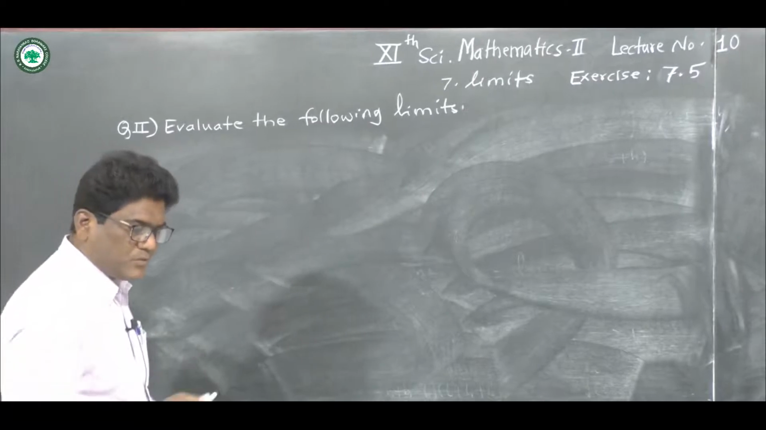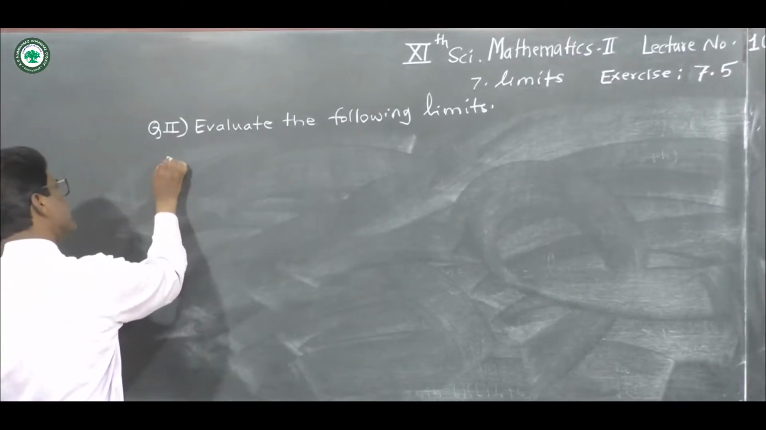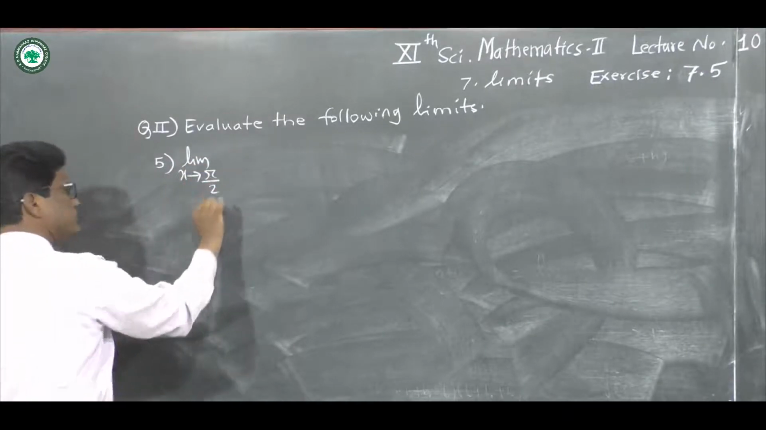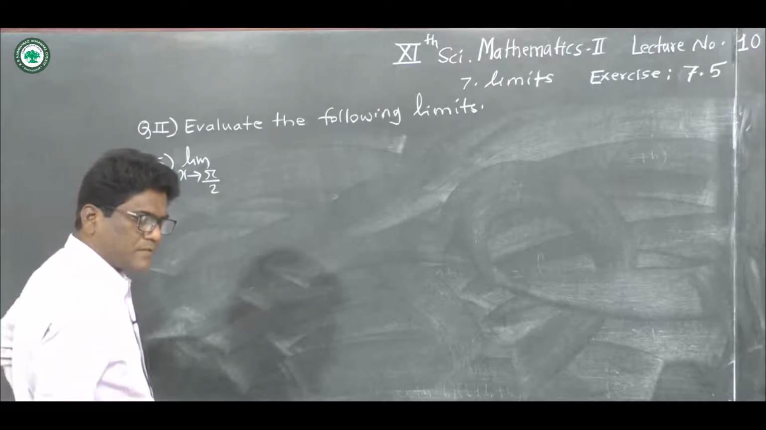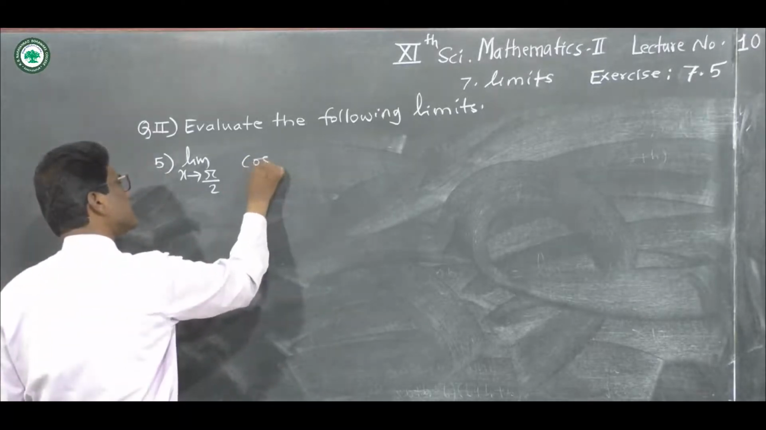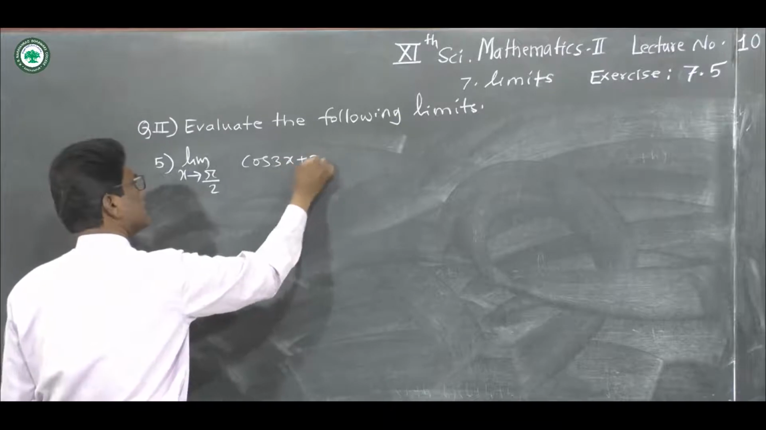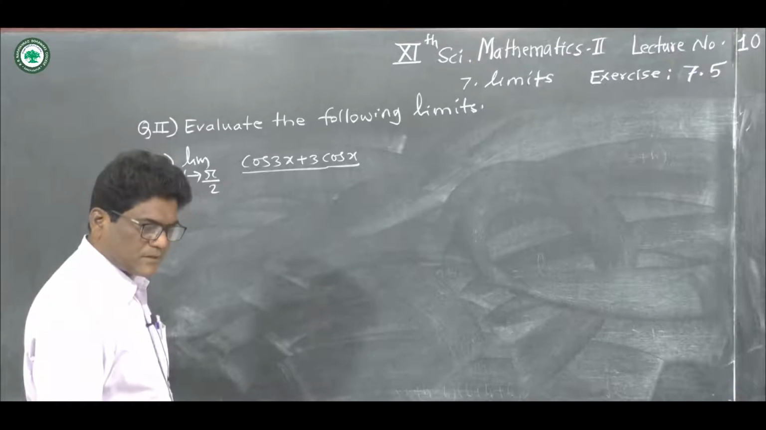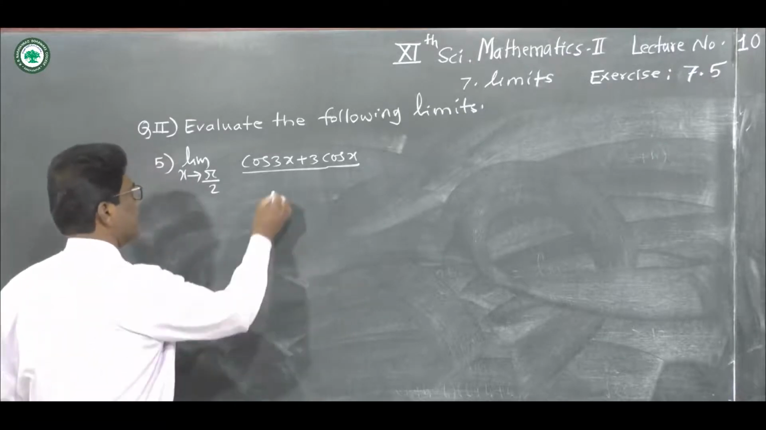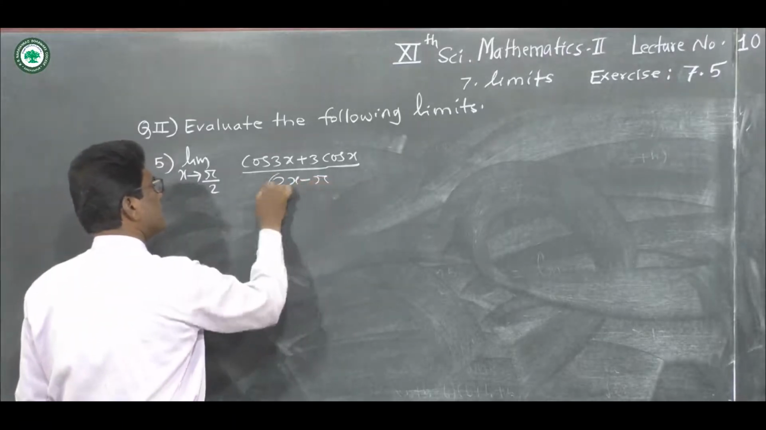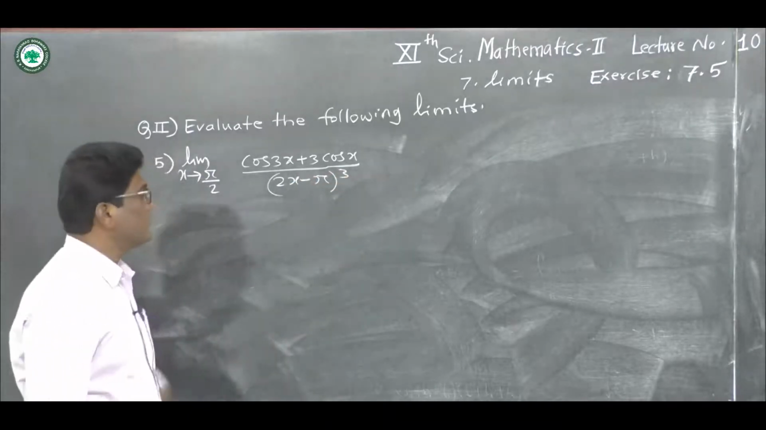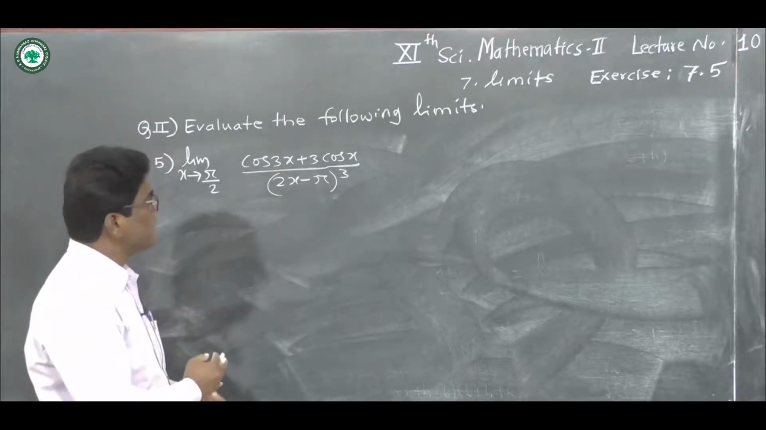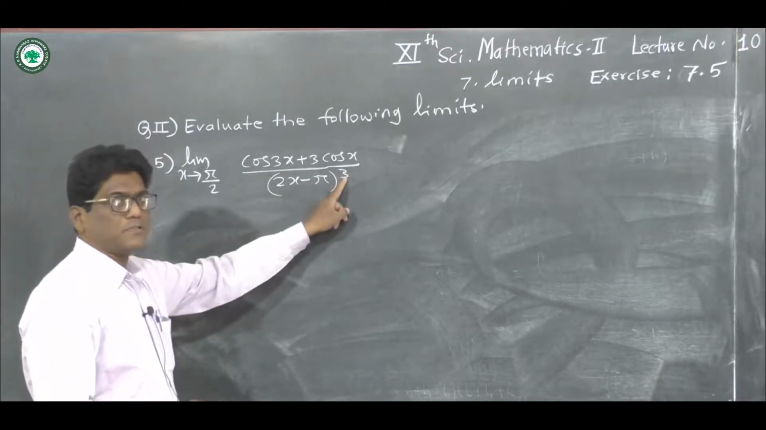Limit as x tends to pi by 2 of (cos 3x plus 3 cos x) divided by (2x minus pi) to the power 3. In the book the power given here is 2, but if we take power 2 we cannot get the answer, so there is a printing mistake. Take the power as 3.